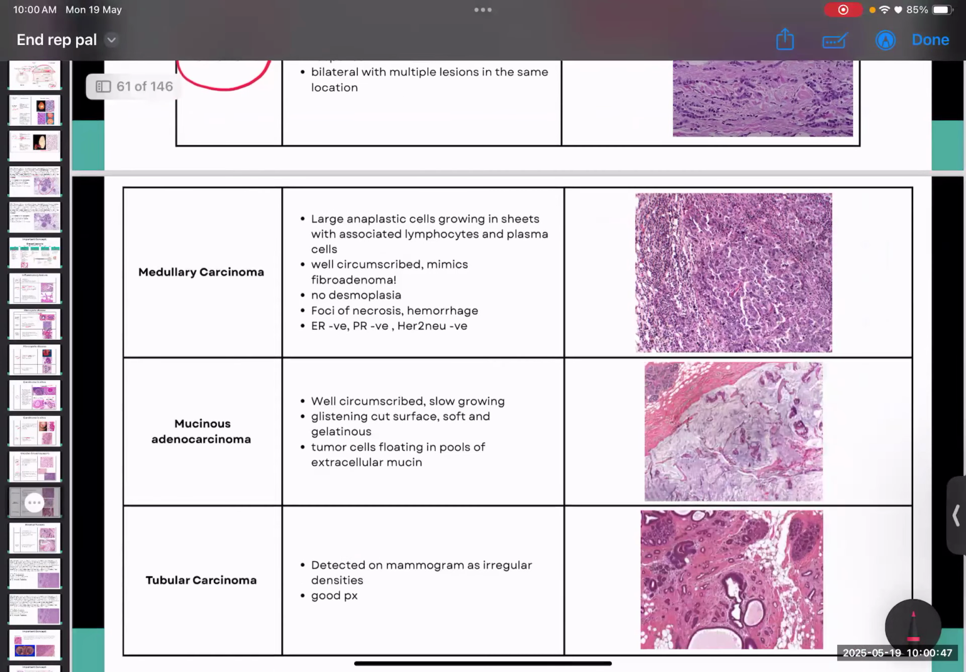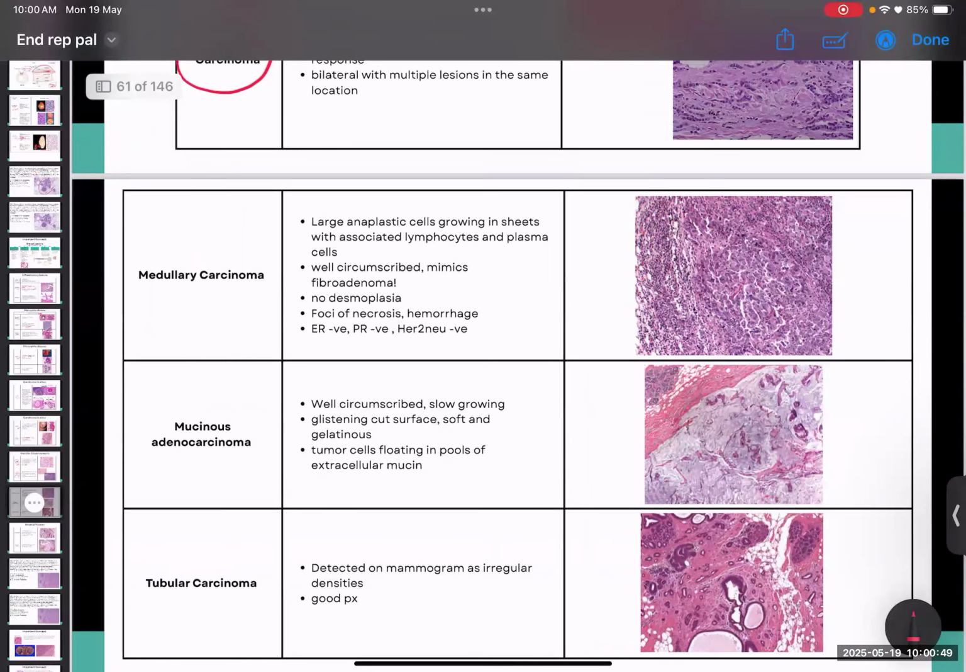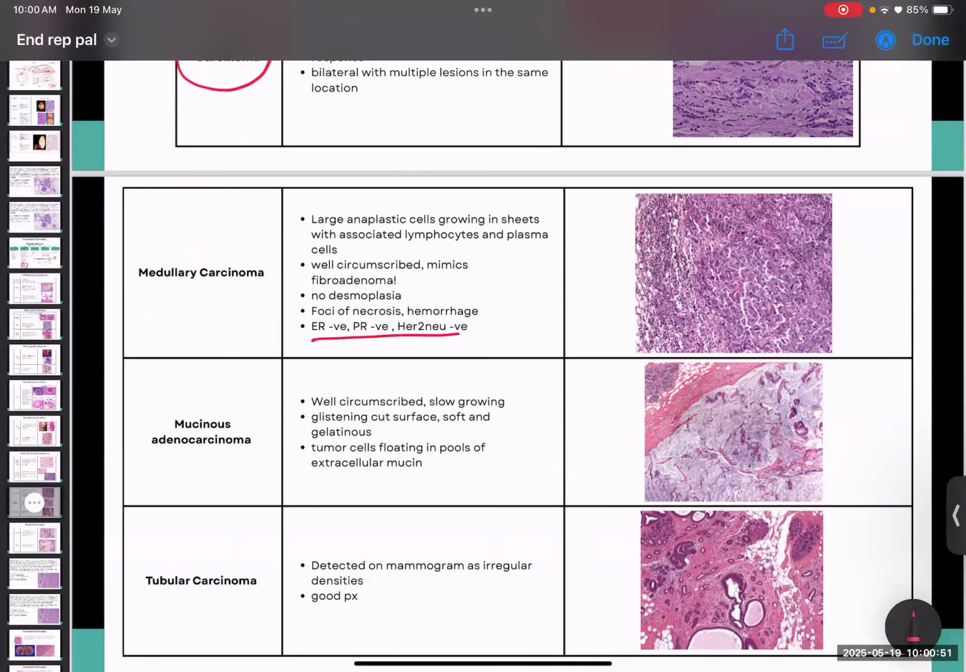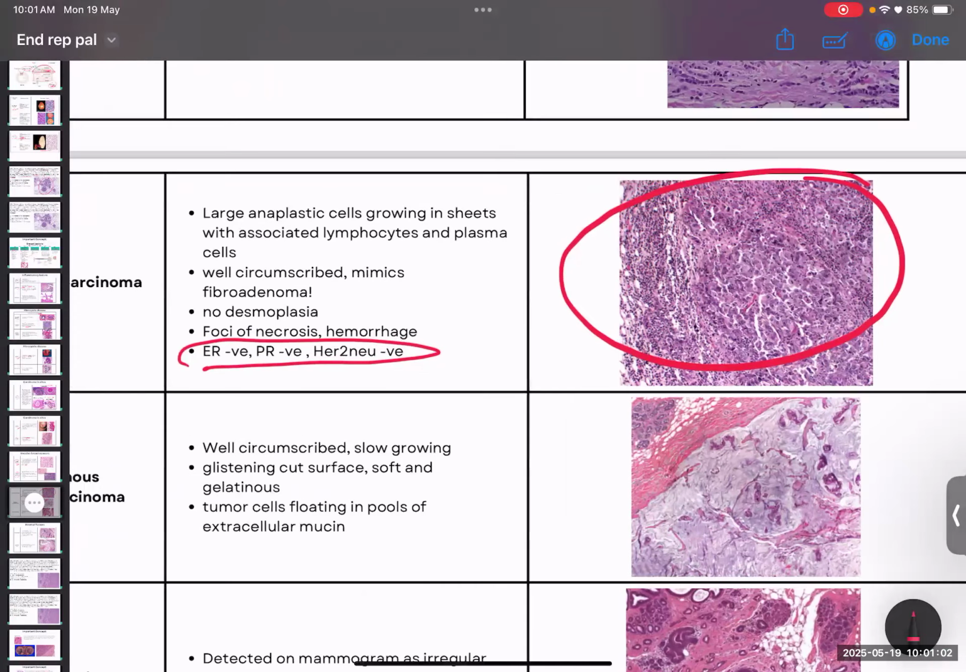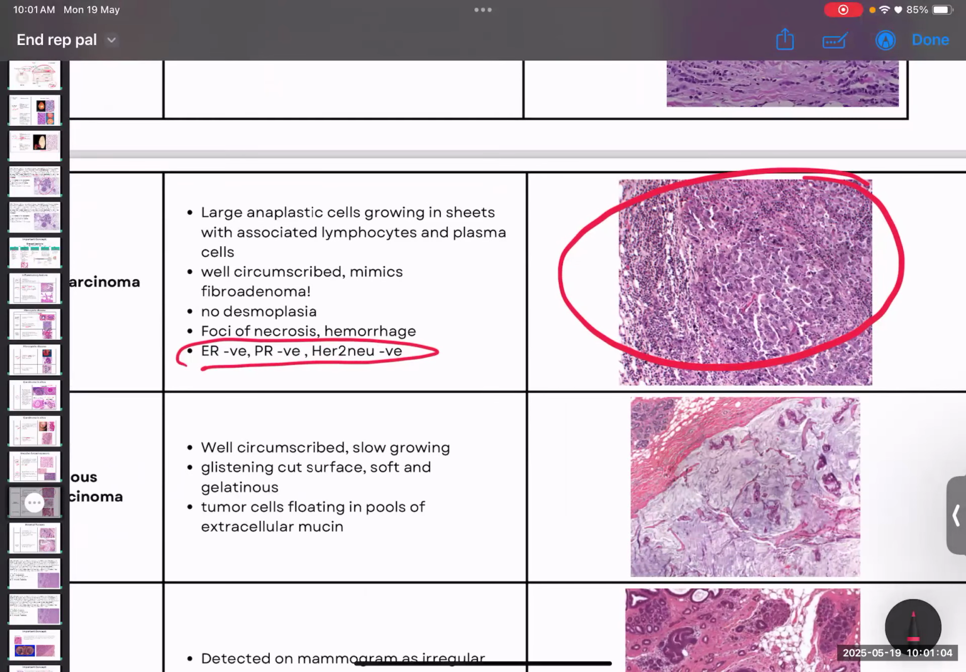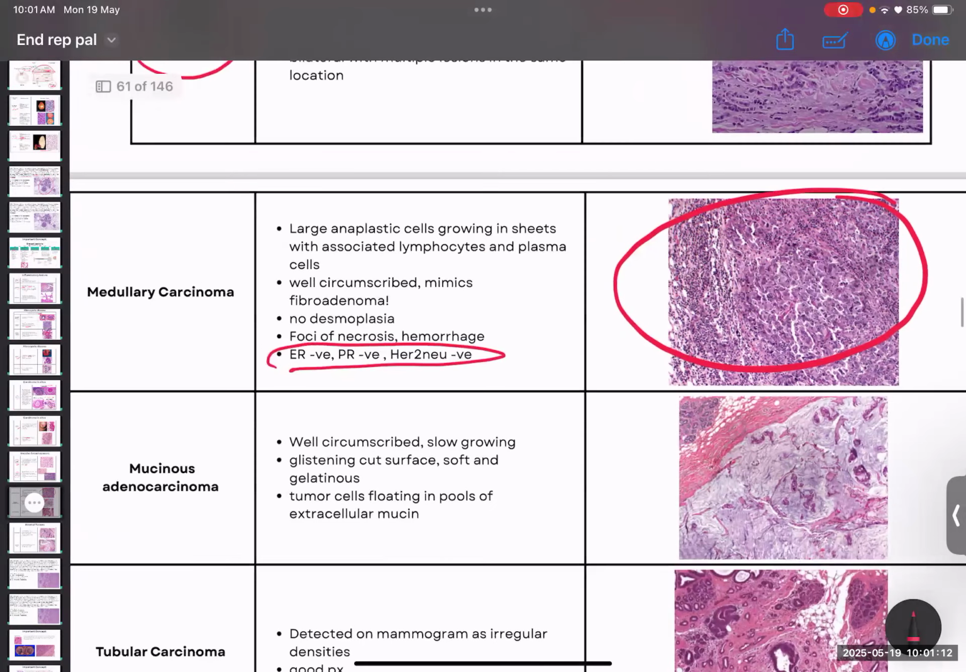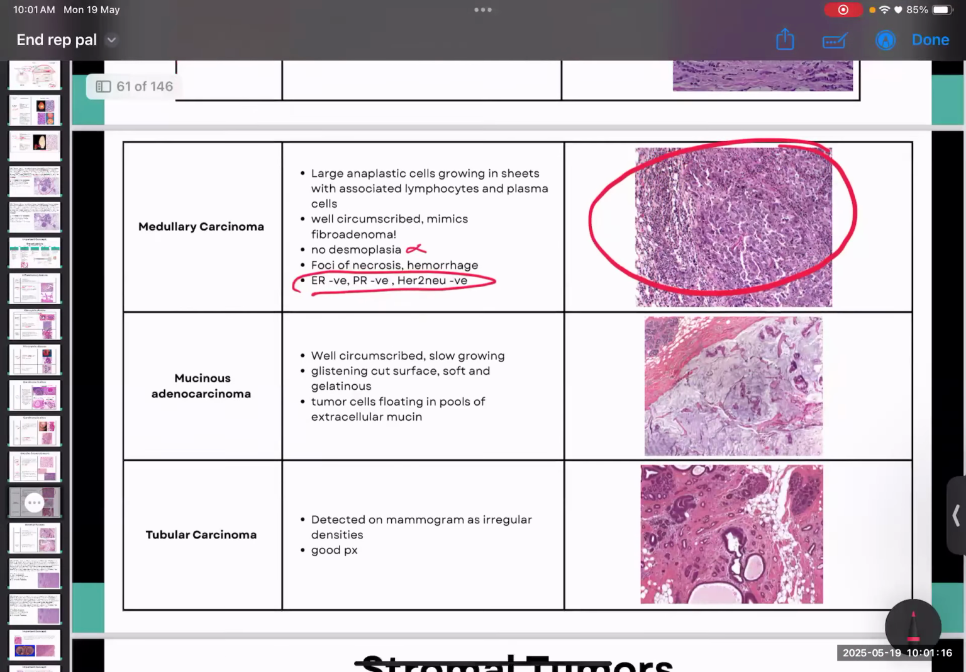Coming to medullary carcinoma, this is triple negative, and it's just very, very purple. So that's how I remembered it. I was like, oh, it's so purple. It's definitely medullary. And the thing about medullary carcinoma is that it's usually going to have anaplastic cells mixed with plasma cells and lymphocytes and other inflammatory cells. And it's very well circumscribed, and it mimics a fibroadenoma. And again, there's no desmoplasia here.